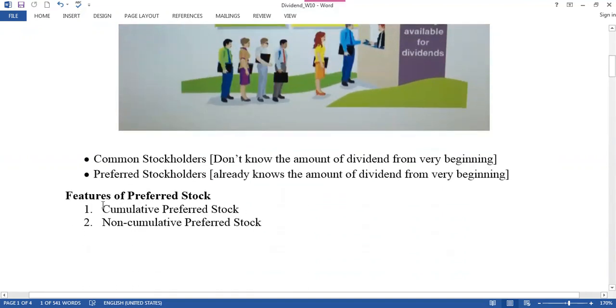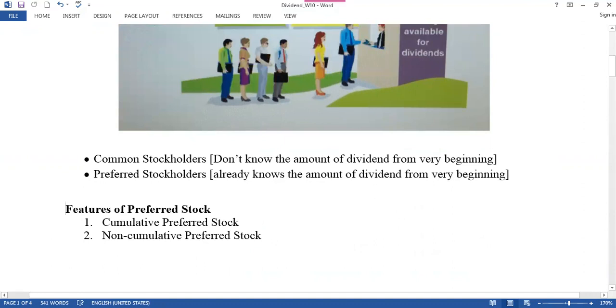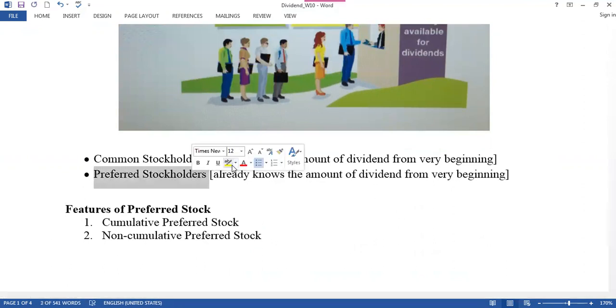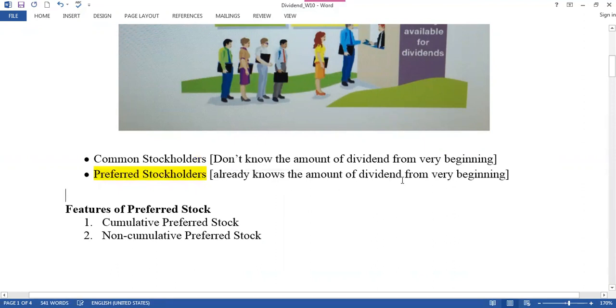And another difference here is that preferred shareholders already know the amount of dividend from the very beginning. What is the meaning? The meaning is if you buy preferred stock today, you already know the amount of your dividend. Clear? But if you buy common stock today, you don't know the exact amount of dividend for you. Do you understand?